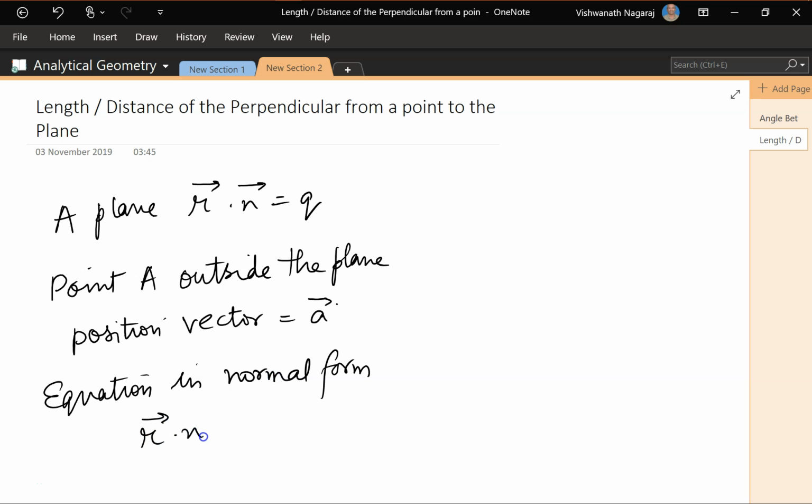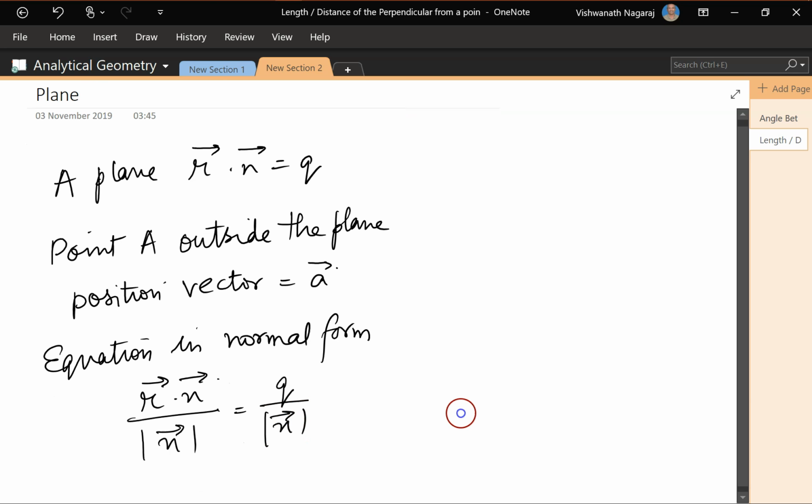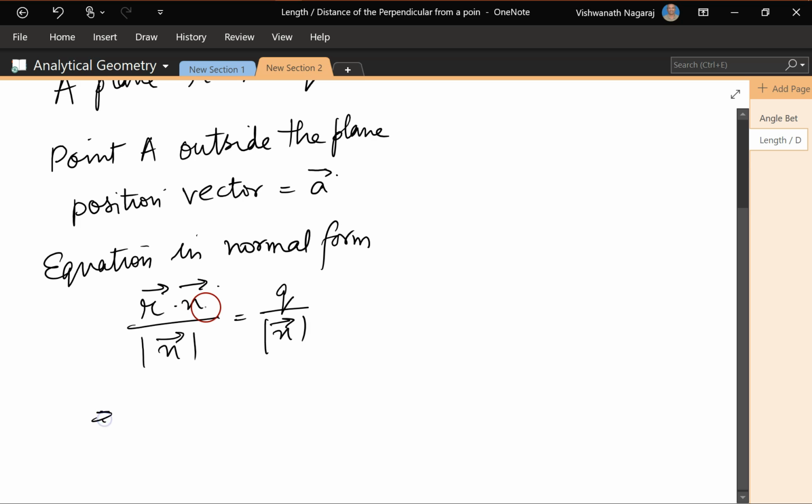R dot n divided by magnitude of n equals q by magnitude of n. So what this becomes is vector n divided by its magnitude, which leaves us with the direction only. So n cap is equal to q by magnitude of n.